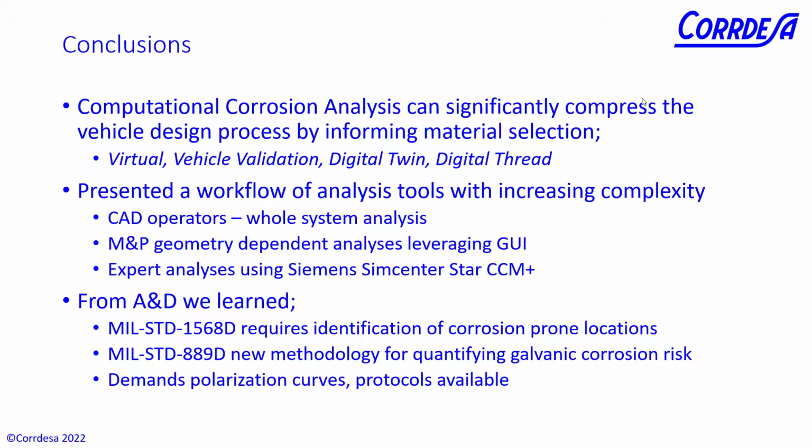Okay, so to conclude, computational corrosion analysis can significantly compress the vehicle design process. It informs upfront material selection. It can point out any errors and omissions as well, and I think will contribute to this goal of virtual vehicle validation, where you can do a lot of work upfront computationally. People call it digital twin or digital thread. You connect that material data to what you expect will happen in the field.